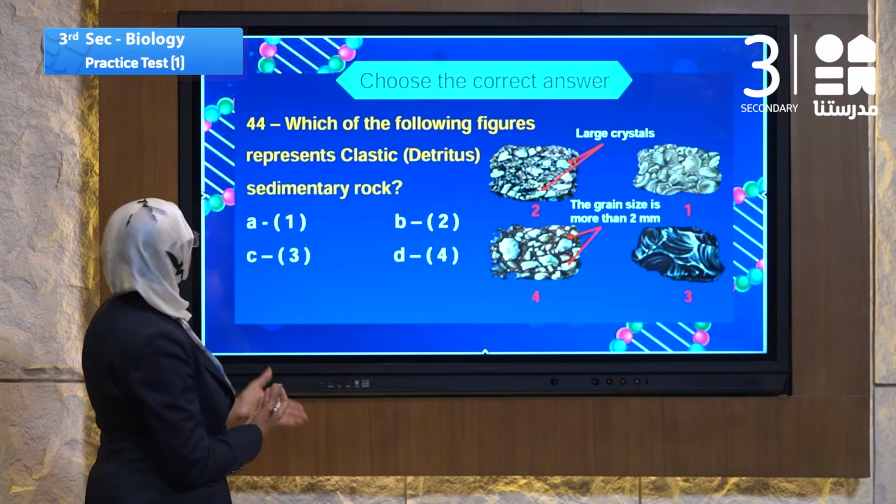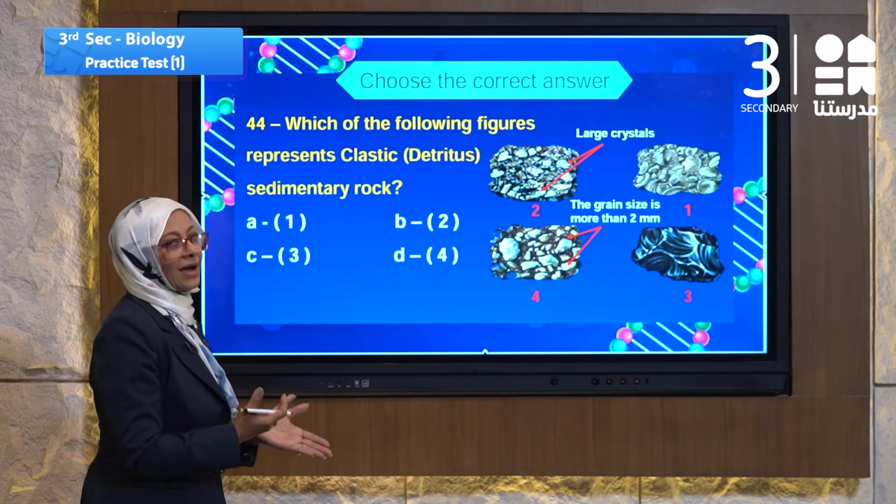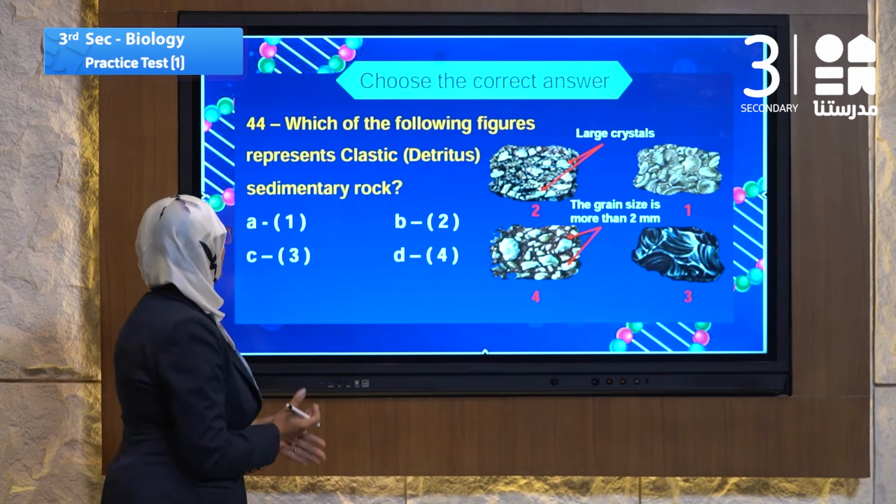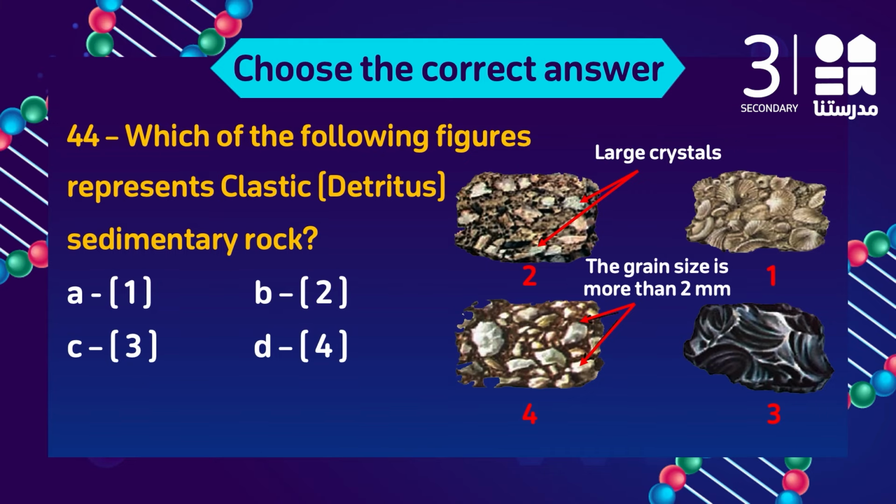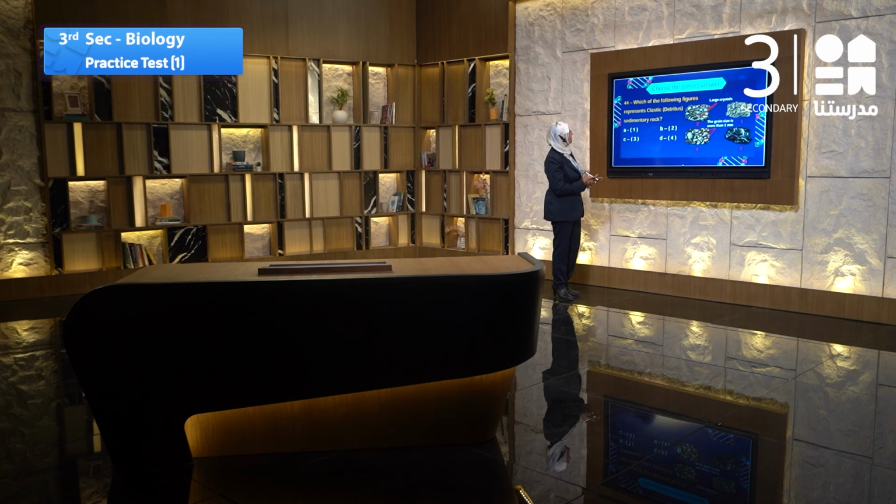Number 44. Let's go again to earth science. Here we speak about which of the following represent calcitic detritus sediments. Yes, let's go. Which of them are calcitic sediments rocks?